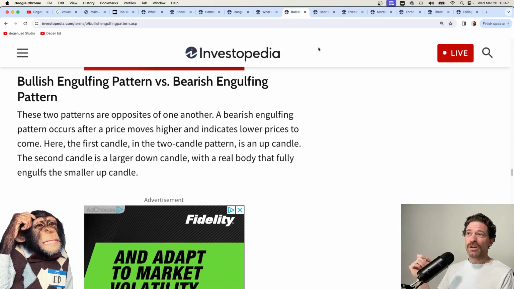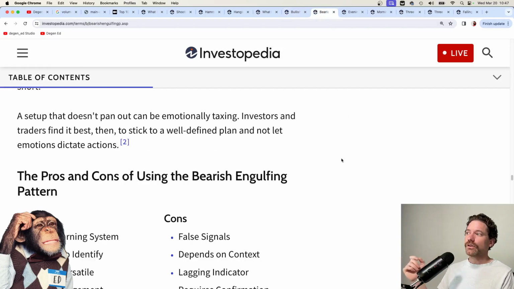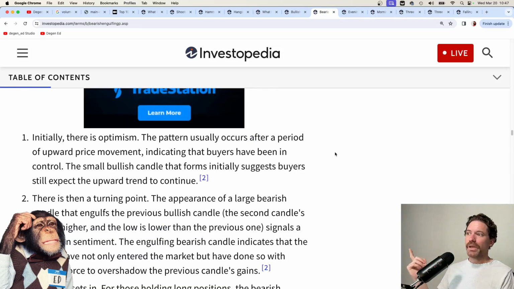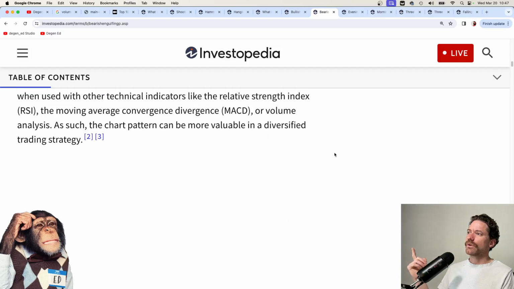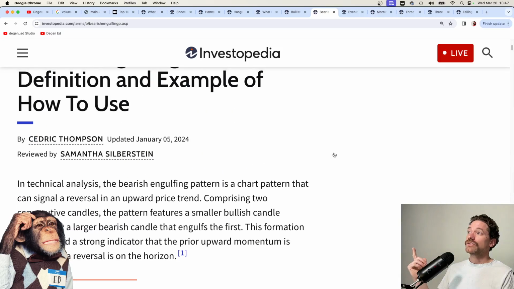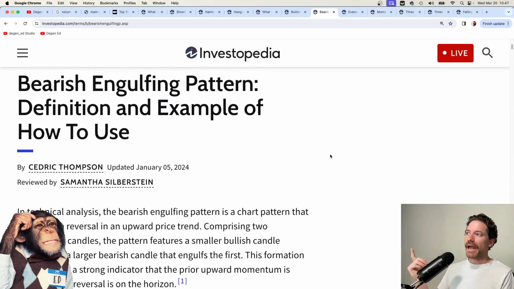I'm actually just going to switch over to the bearish engulfing page here so we can look at that. So just scrolling to the top here. Yeah, let's check out the bearish engulfing pattern, definition and example of how to use.